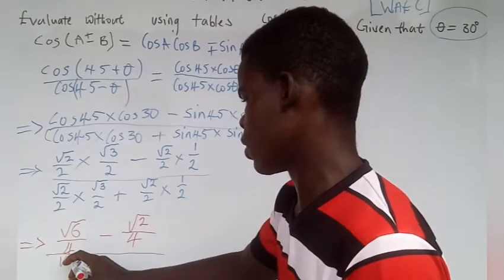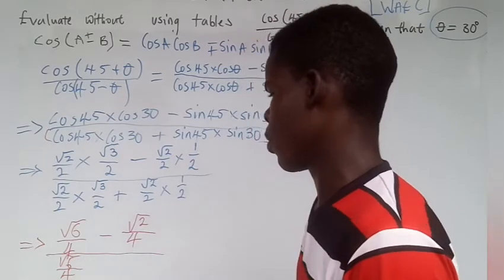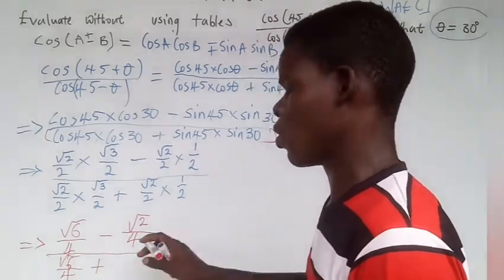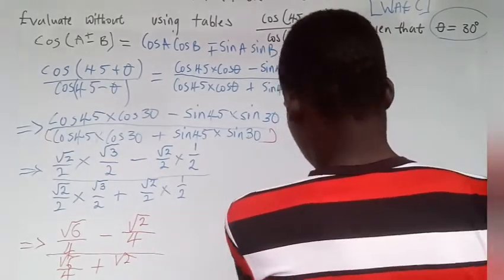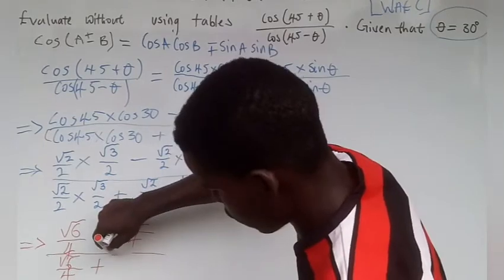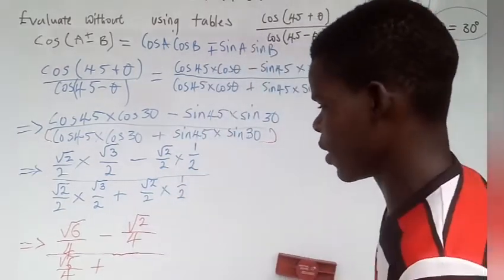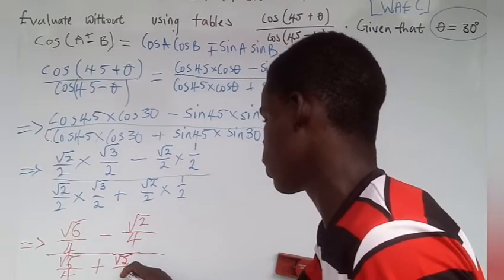Same thing with 6 over 4 plus root 2. That's not a good root 2. That was a scared root 2. Plus root 2 over 4.